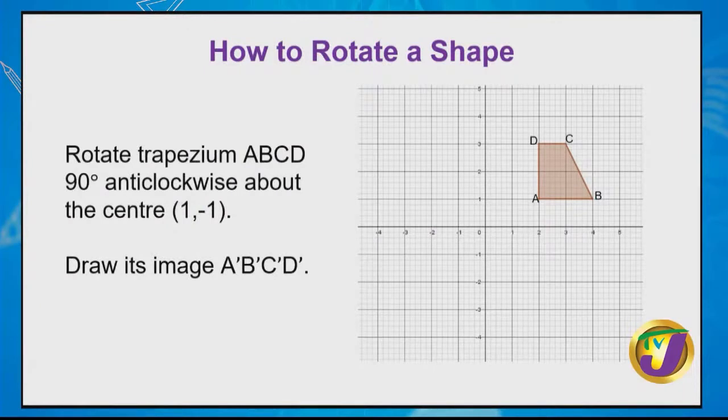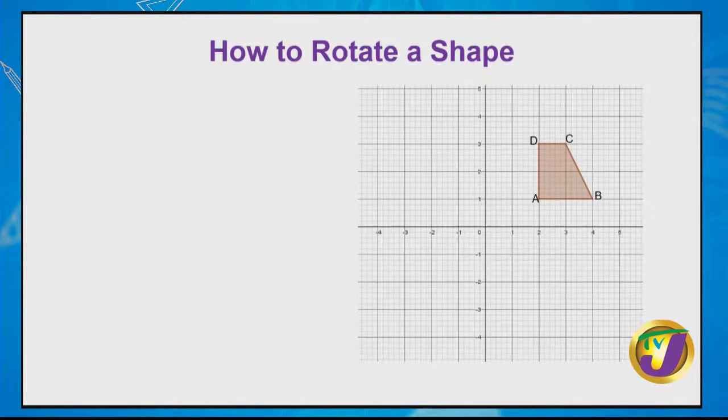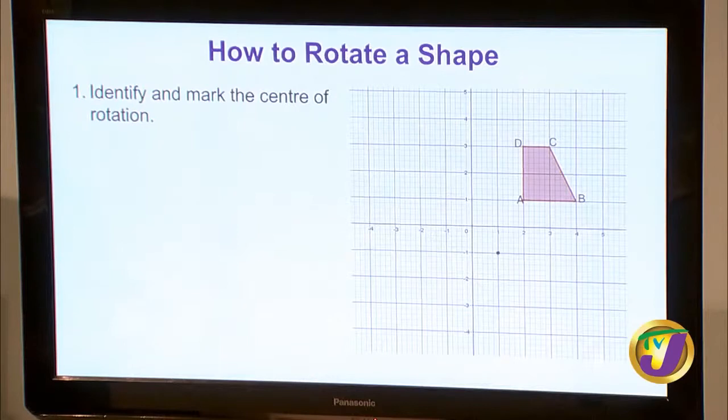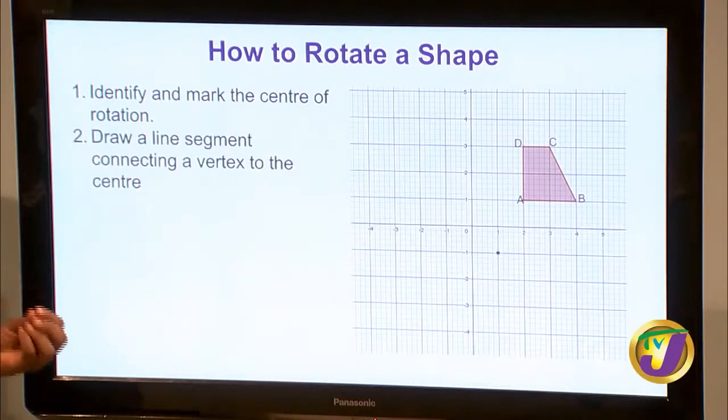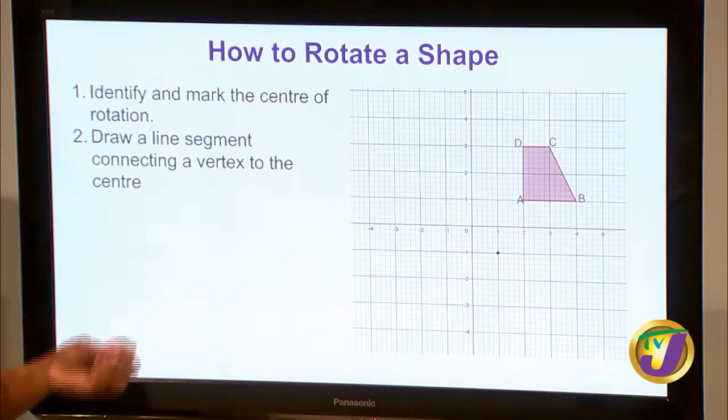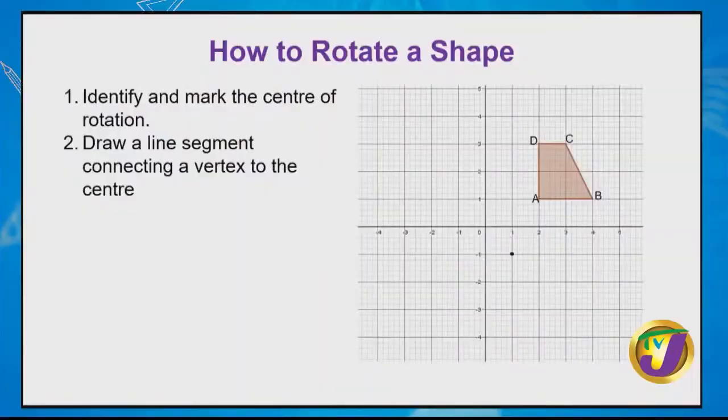All right. So let's see how we actually perform this rotation. Firstly, we need to identify and mark the center of the rotation, right? And here we have seen our little dot pop in right at (1, -1). Good. Then next we need to draw a line segment connecting a vertex from the trapezium to this center of rotation. All right, so let's see our line segment popping in.